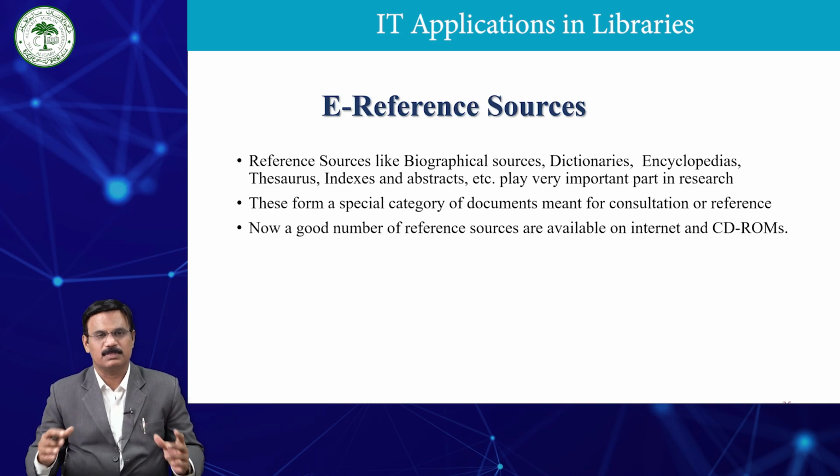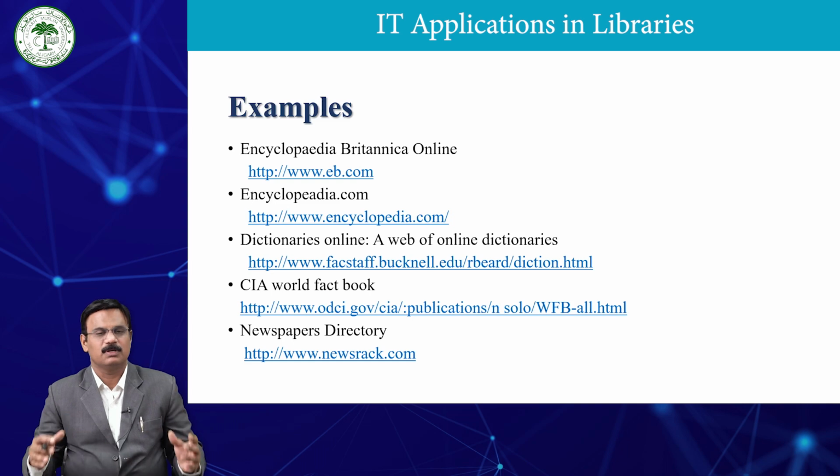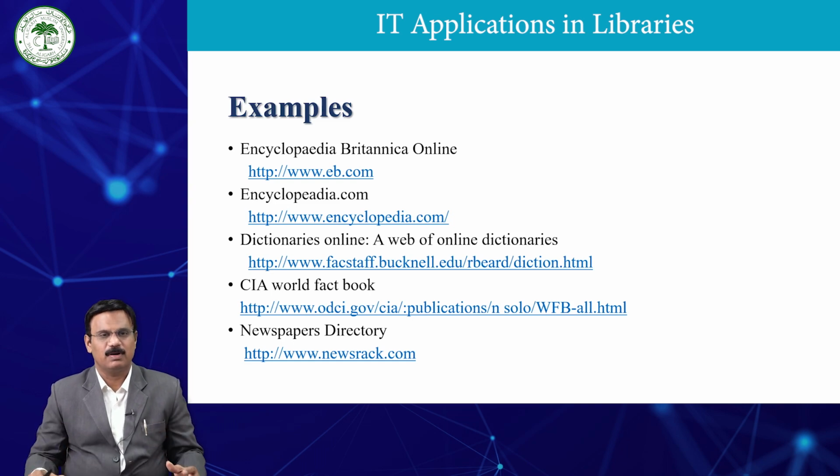Another type of publishing is e-reference sources. Reference sources like biographical sources, dictionaries, encyclopedias, thesaurus, index and abstracts, etc. play a very important role in research. This is a special category of documents meant for consultation or reference. Now a good number of reference sources are available on the internet and CD-ROMs. Some examples of reference sources available in electronic formats are Encyclopedia Britannica Online, encyclopedia.com, dictionaries online, CIA World Factbook, a newspaper directory, etc.